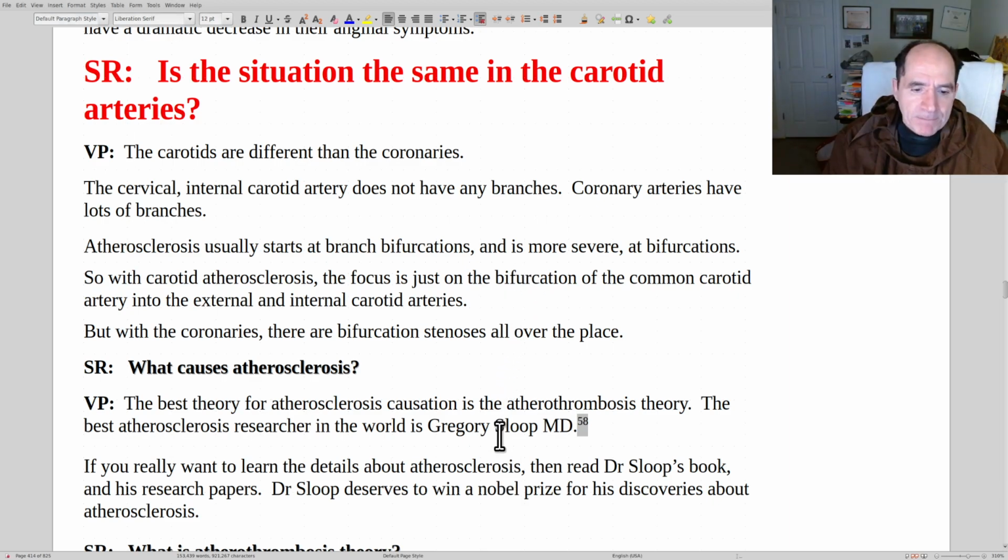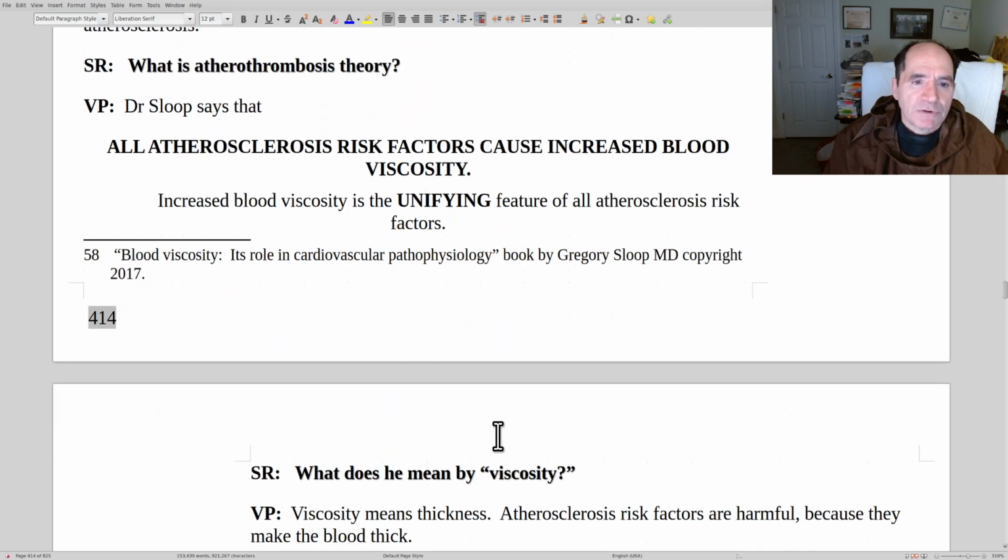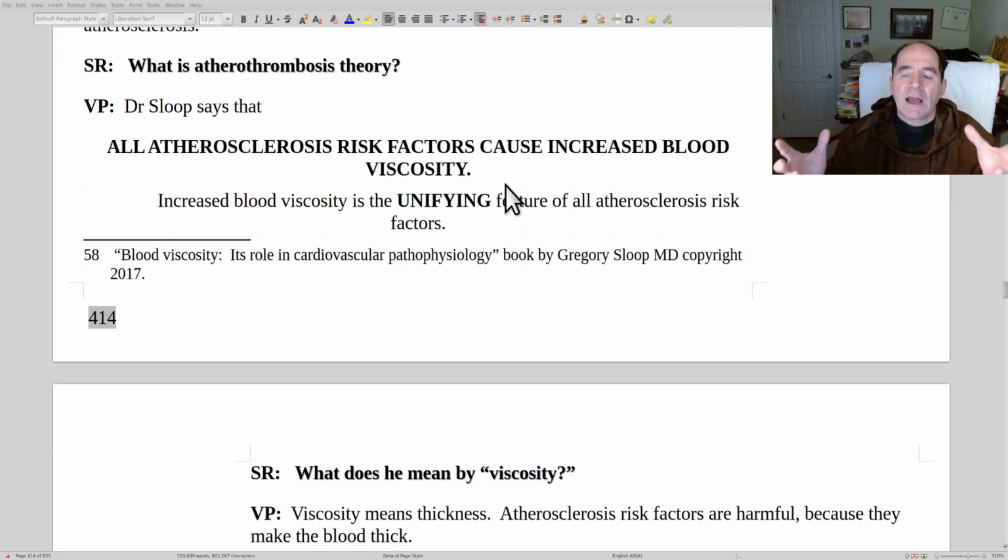Okay, let's continue on. What is atherothrombosis theory? So athero stands for atherosclerosis. Thrombosis stands for clot. Thrombus is just another word for clot. Dr. Sloop says all the atherosclerosis risk factors cause increased blood viscosity, meaning they make the blood thicker. So this idea of unifying feature of atherosclerosis risk factors is they make the blood thicker. So here's a paper of his, blood viscosity. Actually, it's his book, Blood Viscosity, Its Role in Cardiovascular Pathophysiology by Gregory Sloop, copyright 2017.